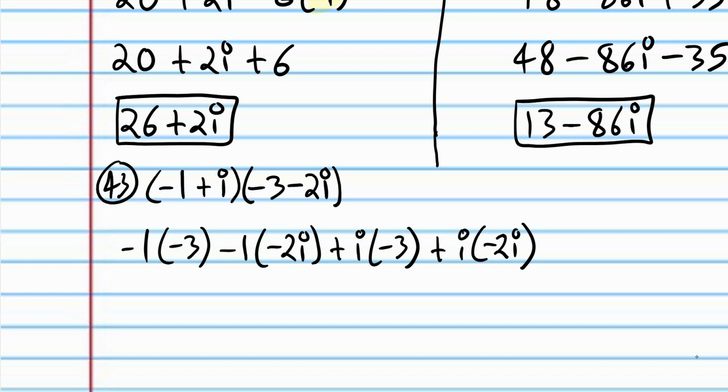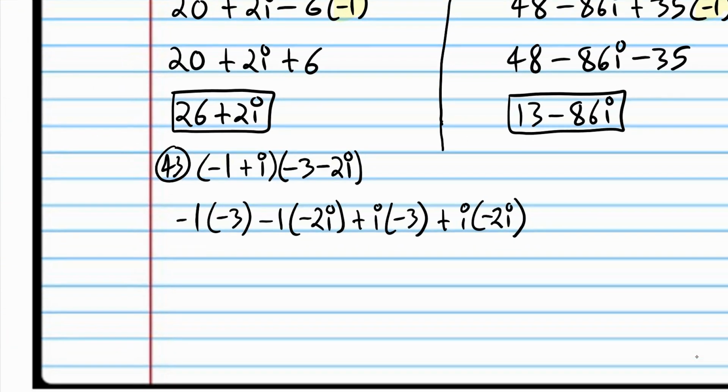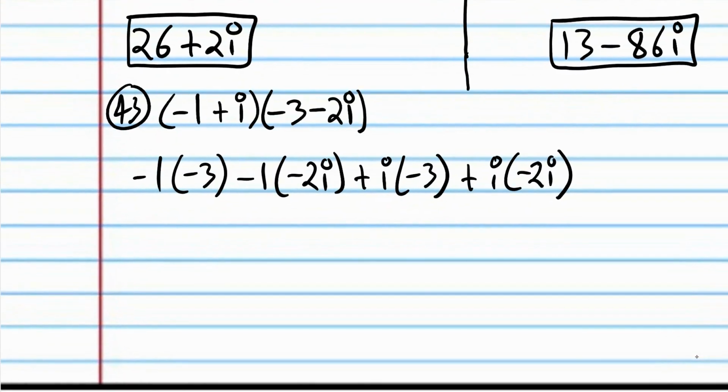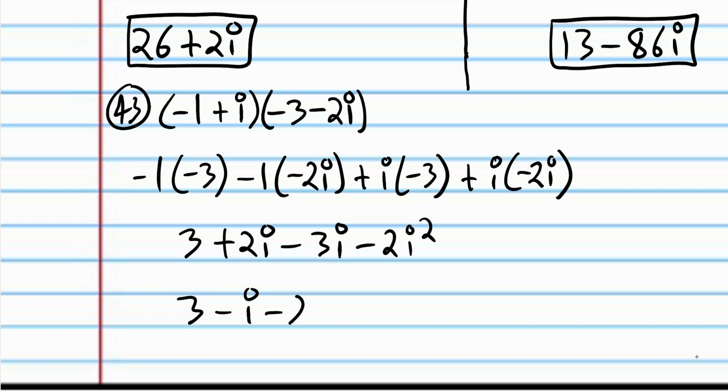Now again, you don't have to show this step. You can jump over steps. That's completely fine. Negative 1 times negative 3 is 3, and then we get positive 2i minus 3i plus, actually, minus 2i squared. And we can combine the inner terms. 2i minus 3i is negative i, and i squared is negative 1.